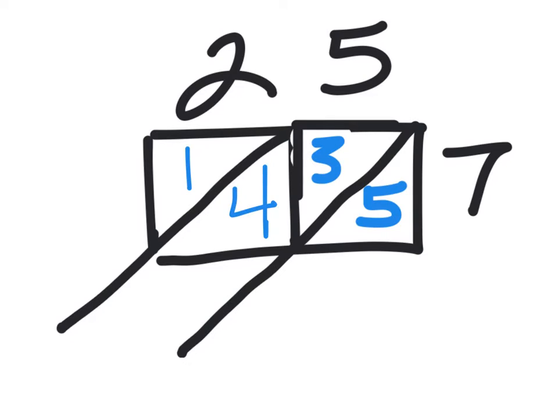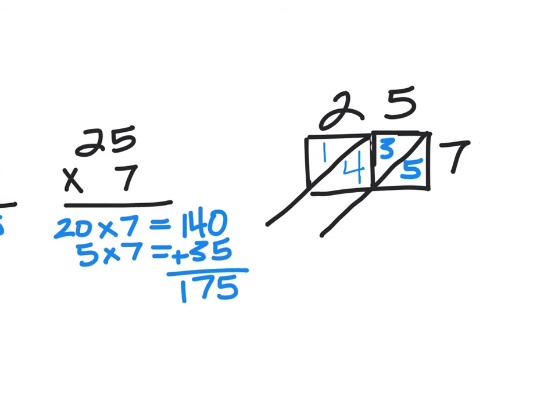But now, when I'm done multiplying, I should say, when I regroup, I just follow the course of these diagonal lines. So this line right here marks where my ones are. 3 plus 4 is 7, so there's 7 tens. And then I'm left with one group of 100.